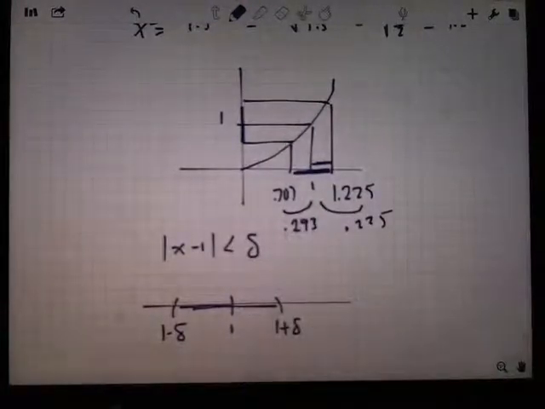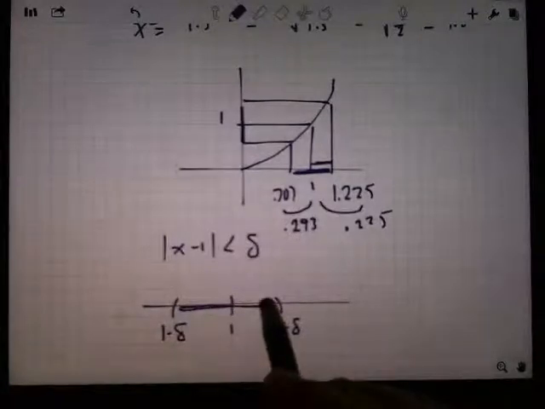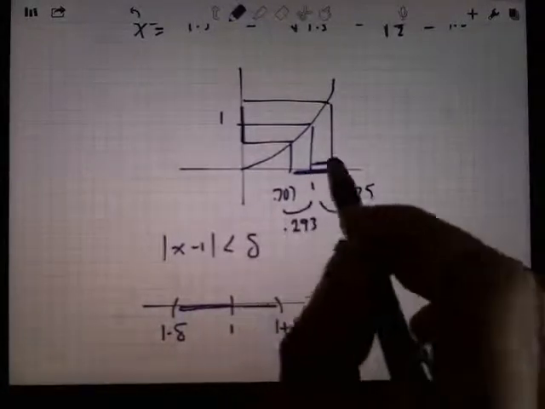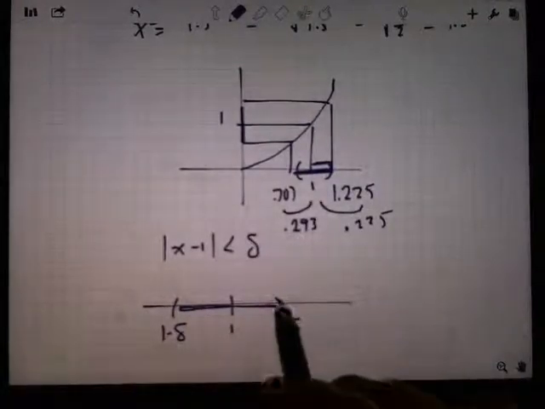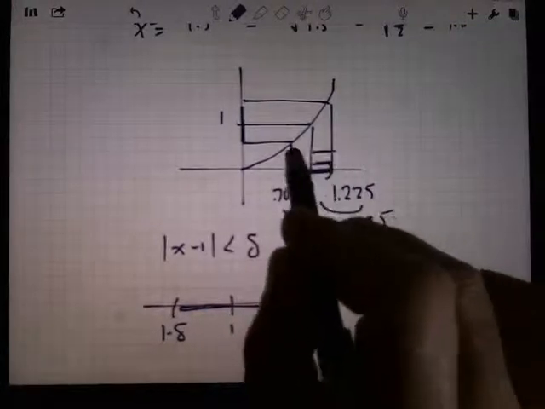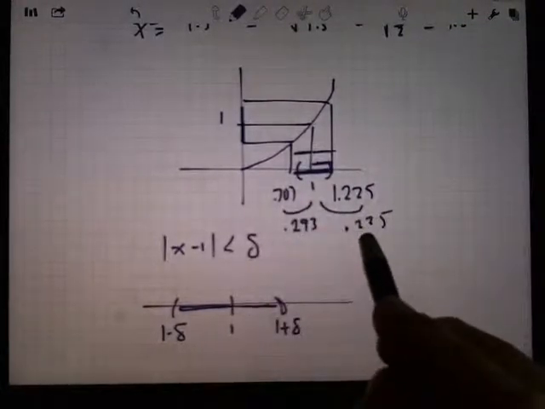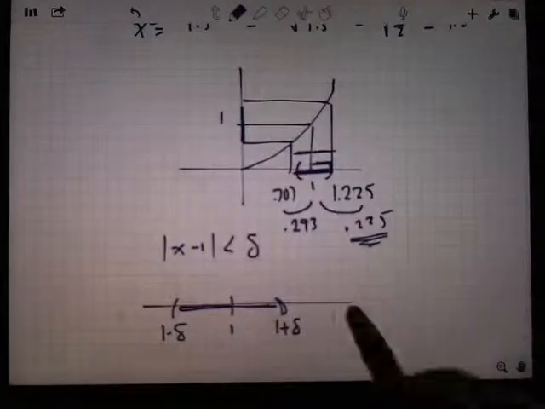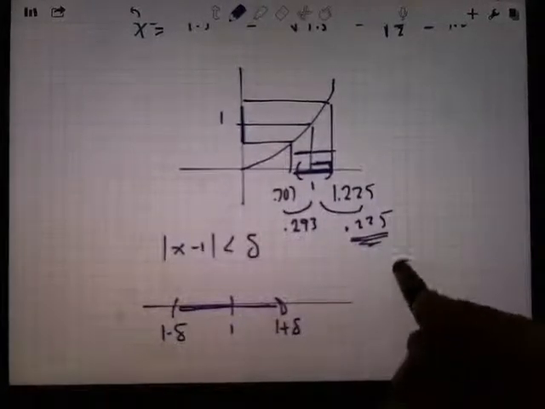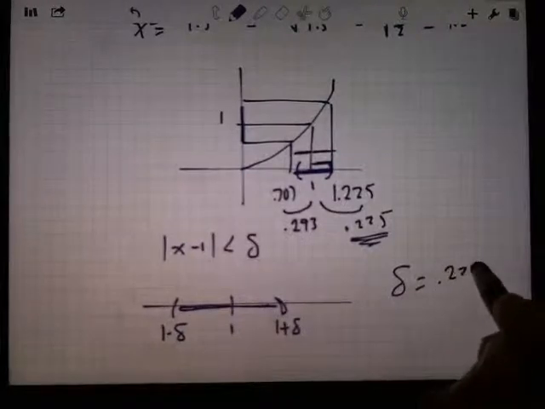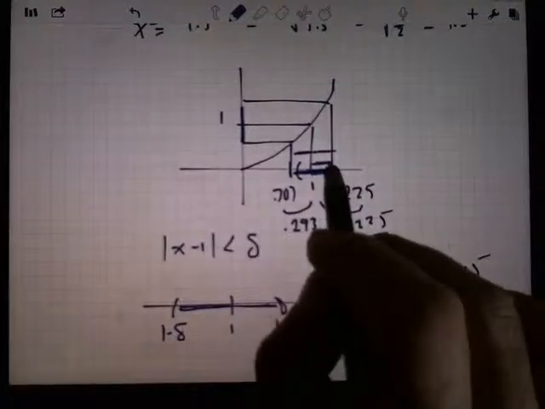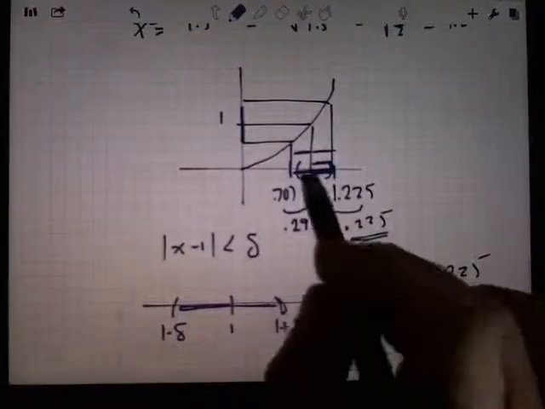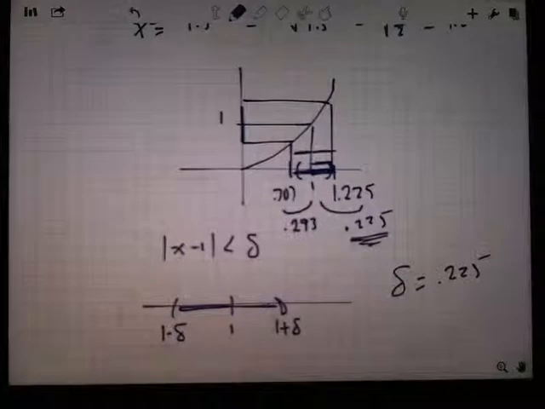Okay. Well, if I want all of these x values, which are centered at 1, to be within this range, then delta had better not be any bigger than the shorter of those two distances. Well, the shorter of those two distances is the 0.225, and so that's what I want delta to be. Delta equals 0.225. So I find the two endpoints, and then I compare them to 1. How far away from 1 is the right endpoint? How far away from 1 is the left endpoint? Delta will be the smaller one of those two.